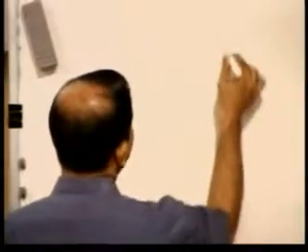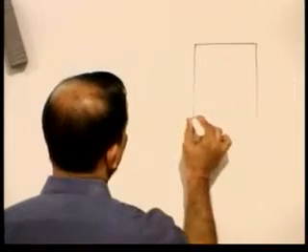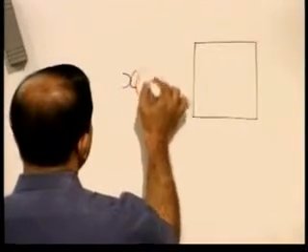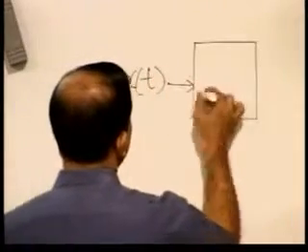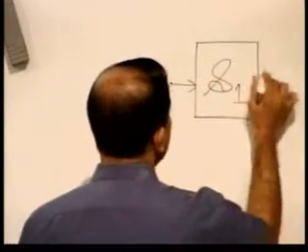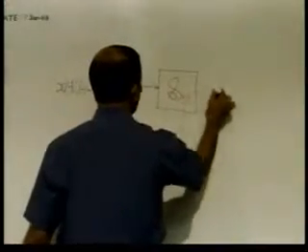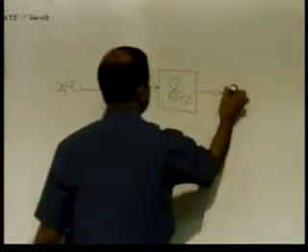Okay? So in other words, suppose you have two systems placed in the following configuration. You have the input x of t fed to one system, S1, and the output of S1 fed to the next system, S2. And we look at the overall output here, let's call that y of t.